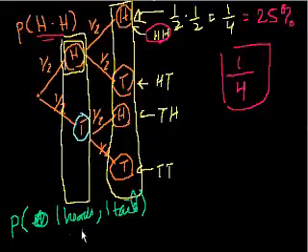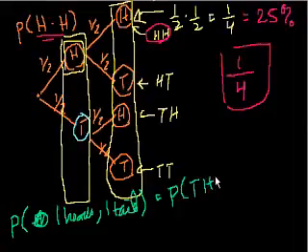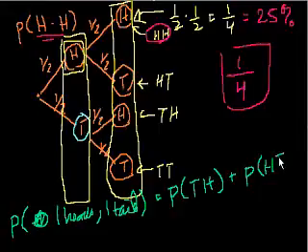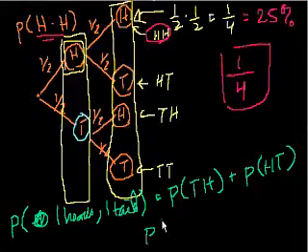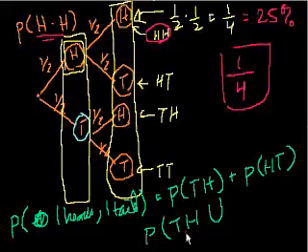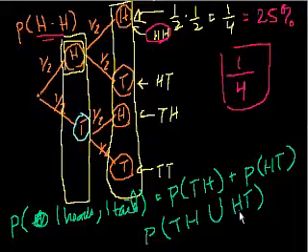So let me write that down. This is equal to the probability of tails heads plus the probability of heads tails. Or we could write that as, and this is kind of set theory notation, but it's good to be familiar with all of these, the probability of getting tails heads, or this U-looking thing, which means or in set theory, the probability of getting heads tails, right? We can get tails heads or heads tails.